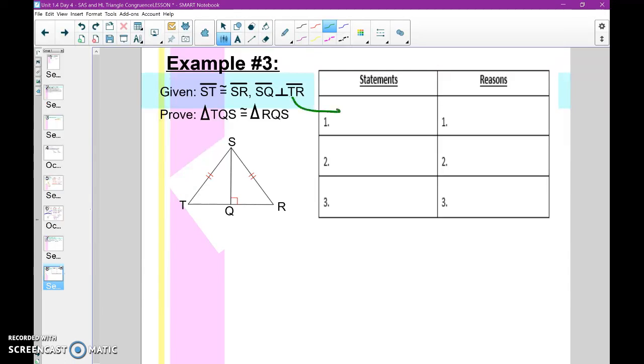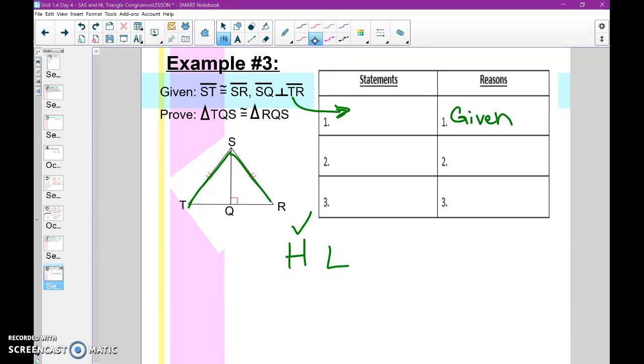Make sure your given gets copied down here. I'm kind of running low on time, so I'm just going to have you copy it yourself. In the picture, it tells us ST is congruent to SR, so that's good. And SQ is perpendicular to TR. That means I know it's a right triangle. I've got a hypotenuse. The last thing I need is a leg, because hypotenuse, done. That's this piece and this piece, because it's across from the 90.